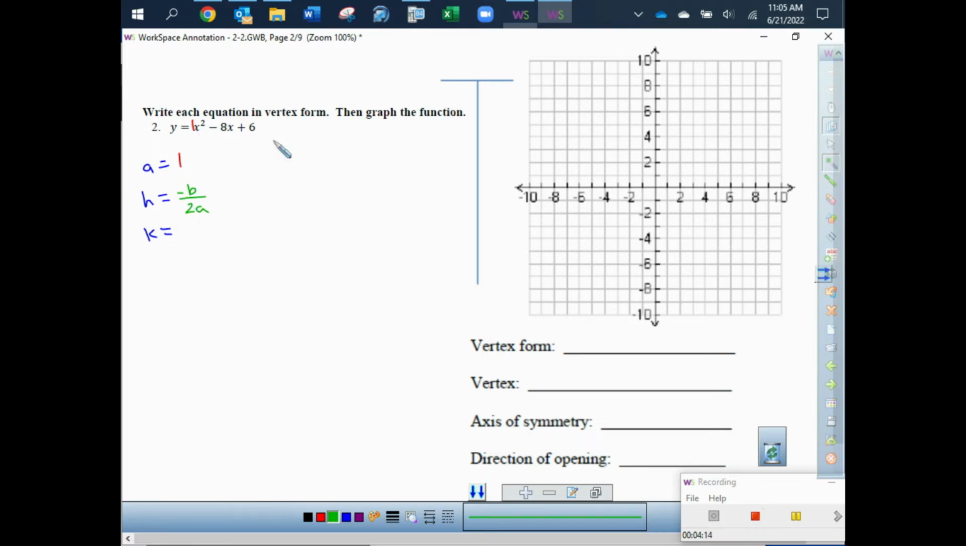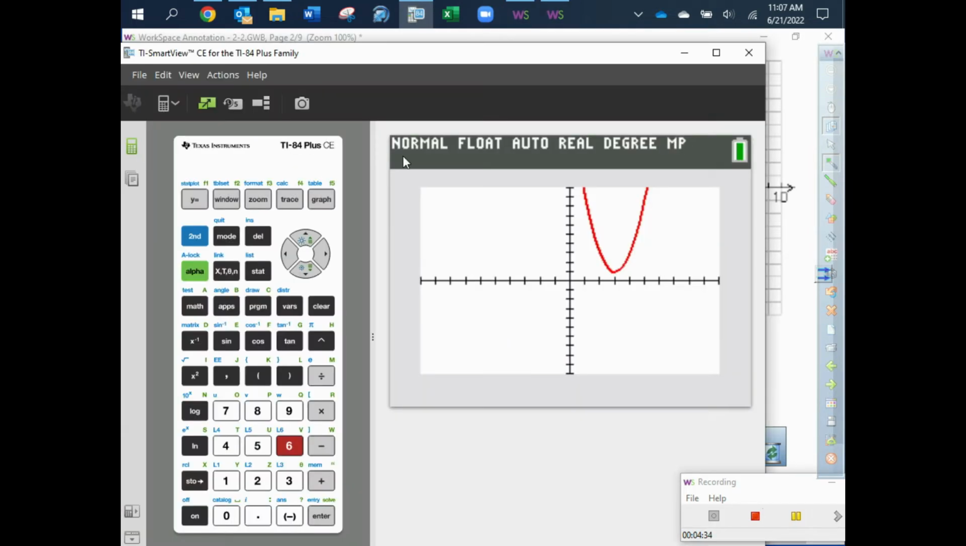When you have a standard form parabola, you can find the x value of the vertex with the opposite of B over 2 times A. So that would be 8 over 2, which is 4. And then to find the y value of the vertex, which has the name of k, we're going to put an x value into our calculator.